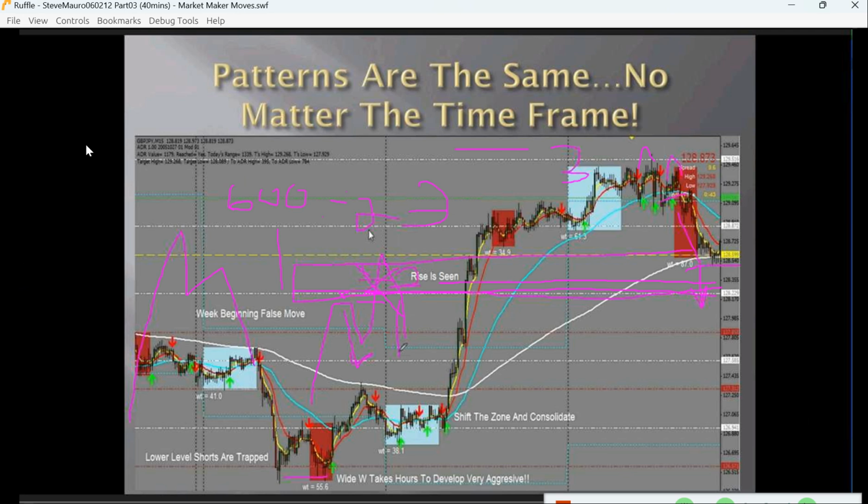That's where those patterns come into play. Okay? All right, so this is a 15-minute chart, but if you look at this on the 1 hour, it's the same thing over and over again. Someone told me just now up here that this is the same exact chart that we see in the pound. Well, guess what?